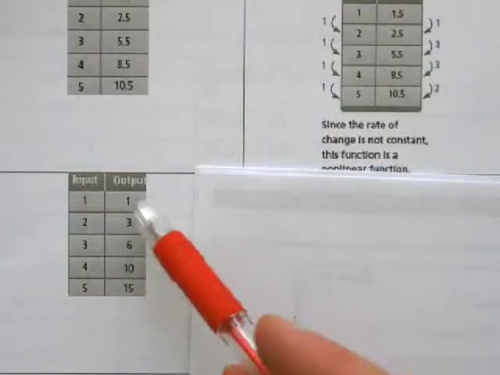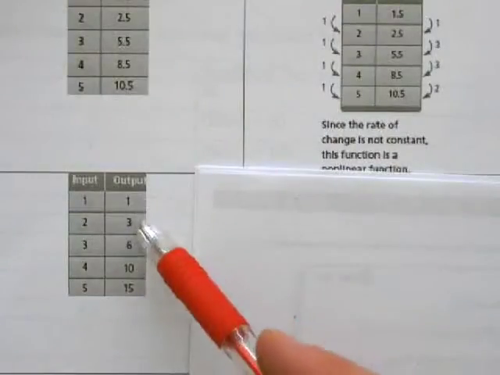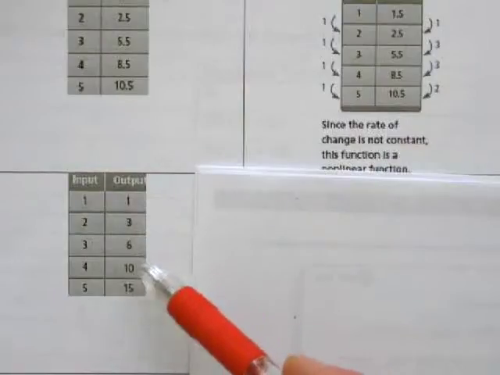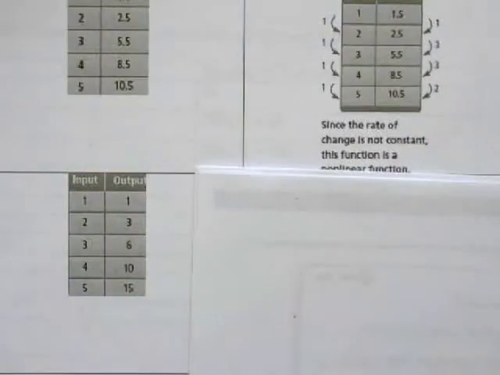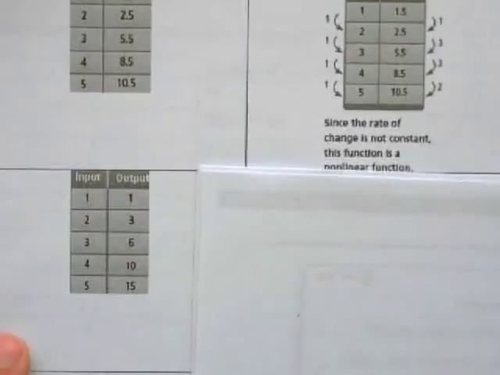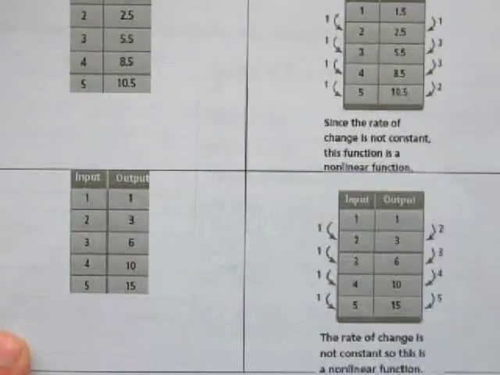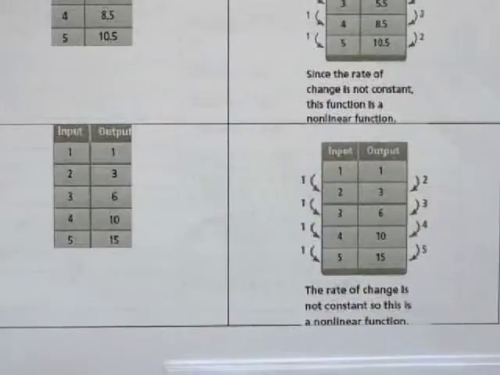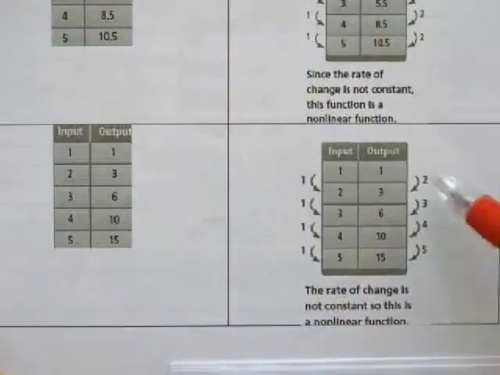The distance between these two values is 2, between this value and this value is 3, between this value and this value is 4, and between this value and this value is 5. This would represent a nonlinear function because the rate of change is not constant. Okay, in other words, its slope. So you're going to get a curve or something when you graph it. And there you go. There's my evidence of this.